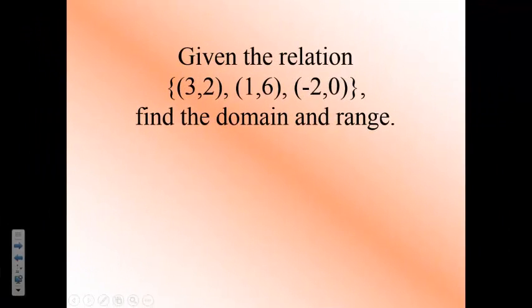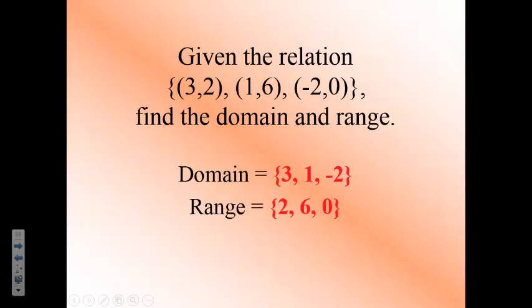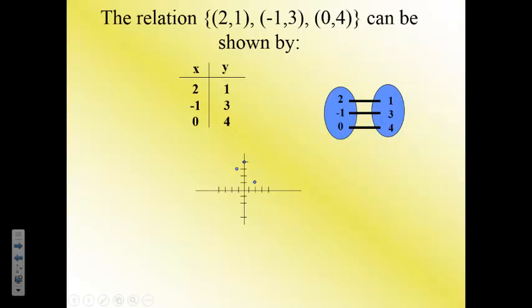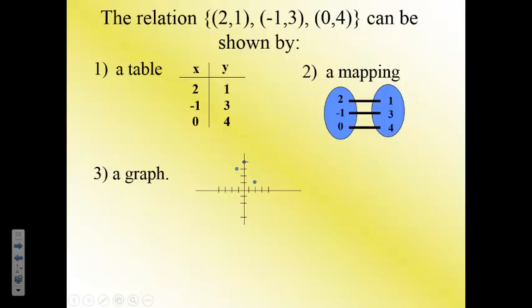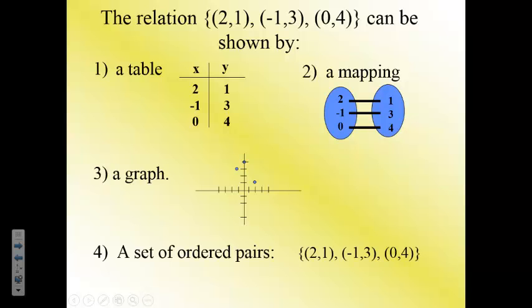So given the relation (3, 2), (1, 6), (-2, 0), find the domain and find the range. So we would just list those as the set of values. Notice that as we discussed when we learned about sets, these do not have to be in numerical order. We can just list them because they're just a listing of those values. Now relations can also be shown by tables, what we call mappings, or also graphs. And finally, just the set of ordered pairs.